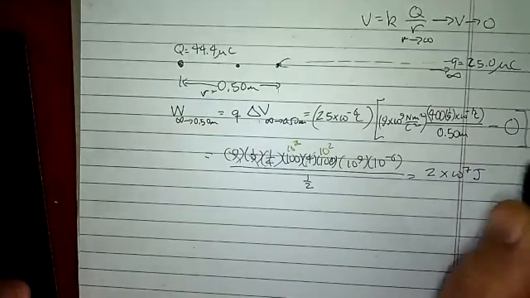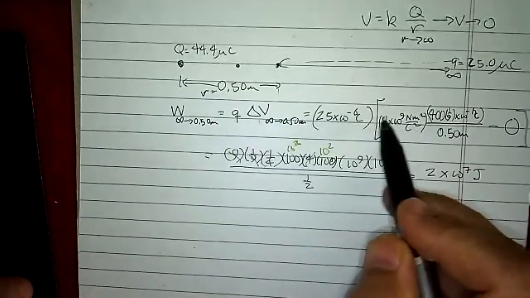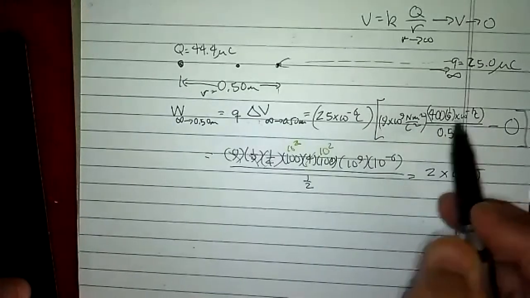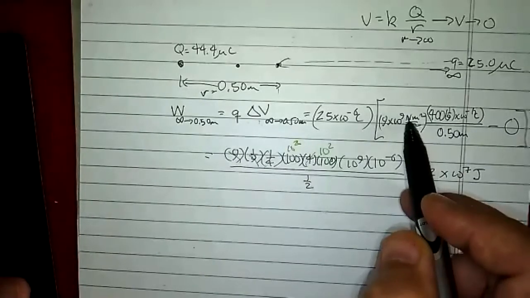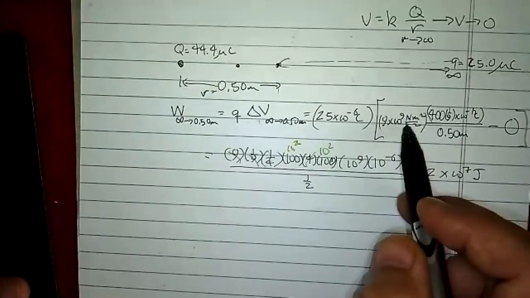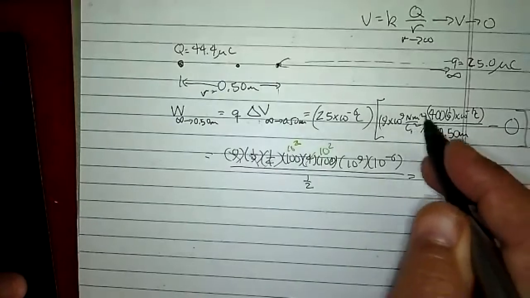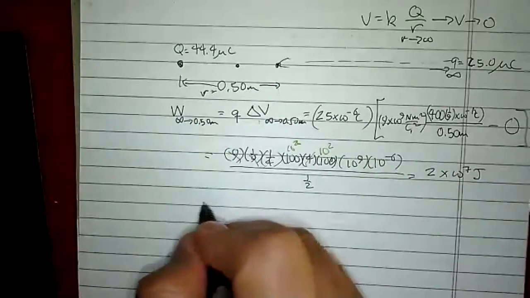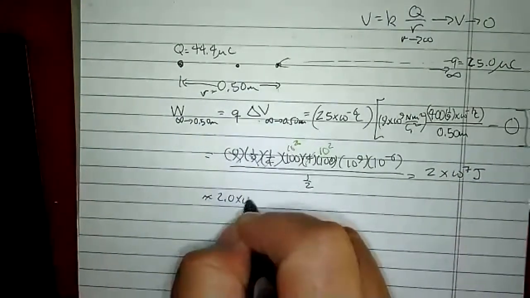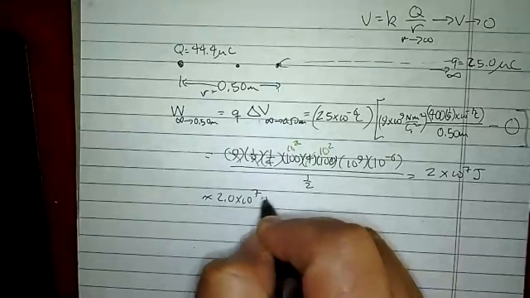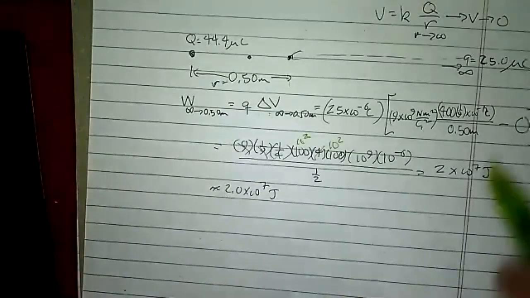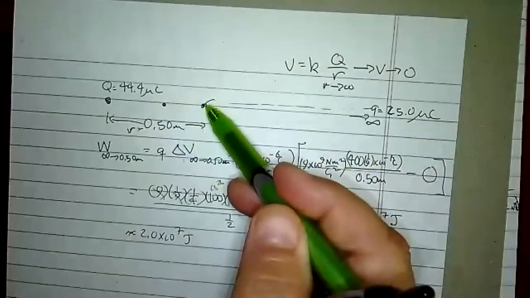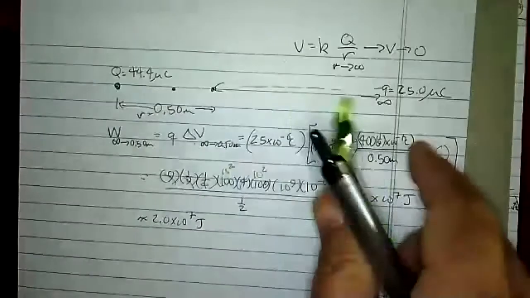Work comes out in joules, which you can actually tell. One of the coulombs here cancels out, and this other coulomb gets canceled out too. And then there's a Newton meter squared. The Newton meter is a joule, but one of the meters canceled out, so that left me just a joule. So it's roughly 2.0 times 10 to the 7th joules, which is the work done in bringing a charge of 25 microcoulombs in to a distance of 0.50 meters.